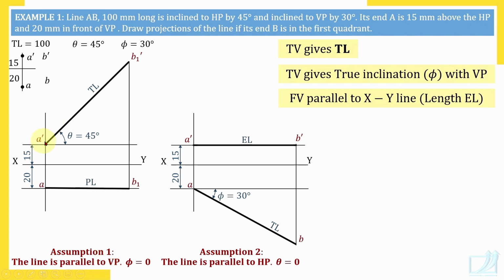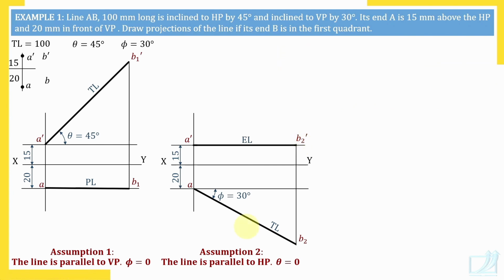Then why should not we label this point as A1 dash? The reason is point A is a reference point and it is fixed point. Whatever may be our assumption, we have not changed the position of point A. Check here, point A is 15 mm above HP, 20 mm in front of VP, and here also point A is 15 mm above HP, 20 mm in front of VP. But point B's position has changed. So we say that this is position of point B in first assumption, and here it is position of point B in second assumption. So we'll label it as B2. Since it is top view, we should not use dash here, and therefore this point is B2 dash.